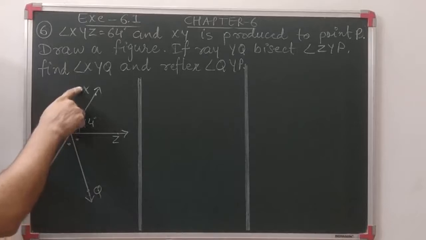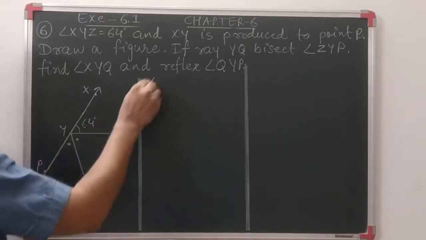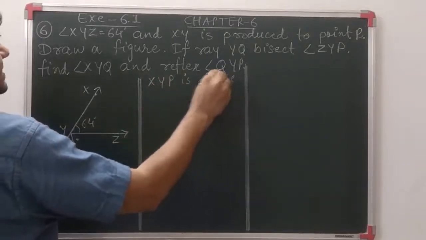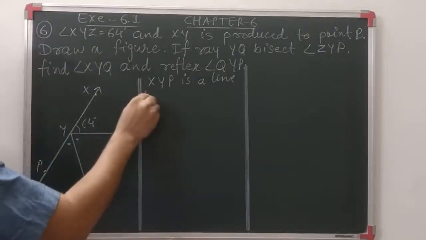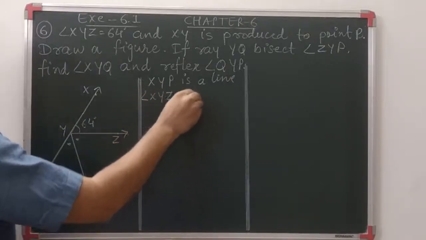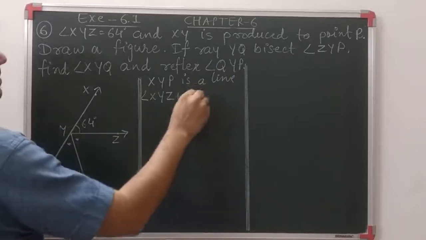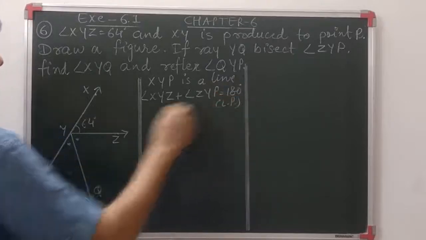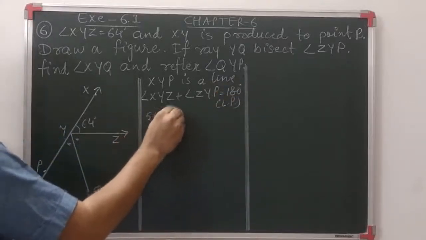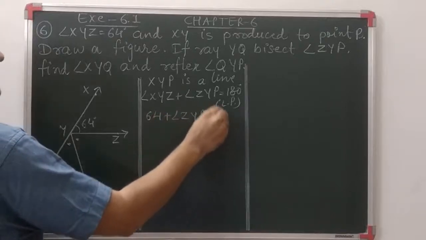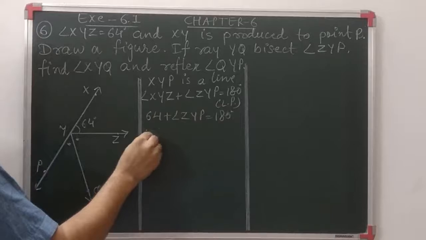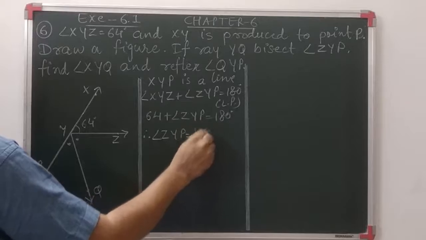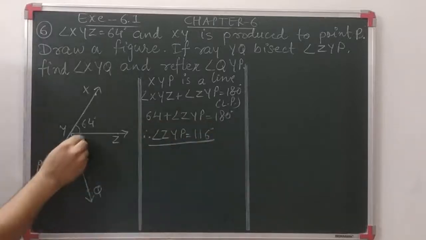As it is mentioned that we have to extend this, so we can say that XYP is a line. As it is a line, so we can say they are forming linear pair. That means XYZ plus ZYP is forming linear pair. So they are 180 degree. So one angle we have, that is 64. So ZYP can be obtained by subtracting this value. So therefore we can say that ZYP is equals to 180 minus 64. So 116 degree.